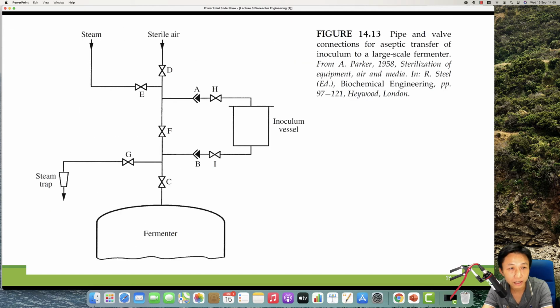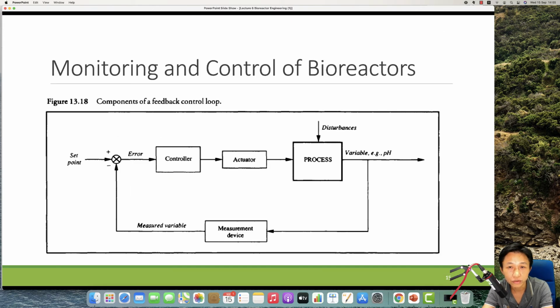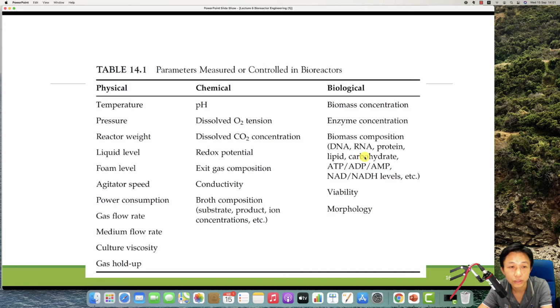After we operate things, we want to control them. This is based on feedback control: you measure some variable and then you adjust it to the set point, and then you use a controller. Sometimes they use PID control to control the variable that you want to control. And here are some control parameters inside the bioreactor.